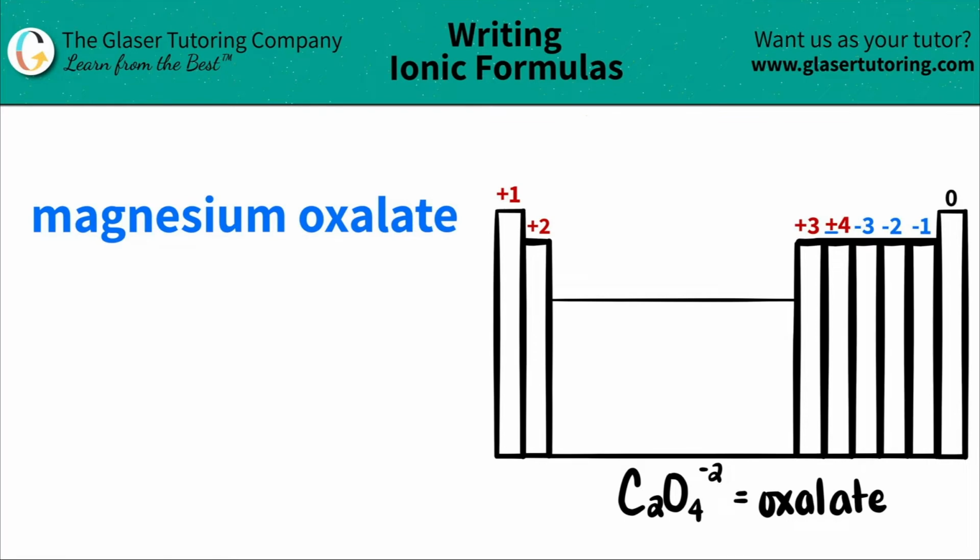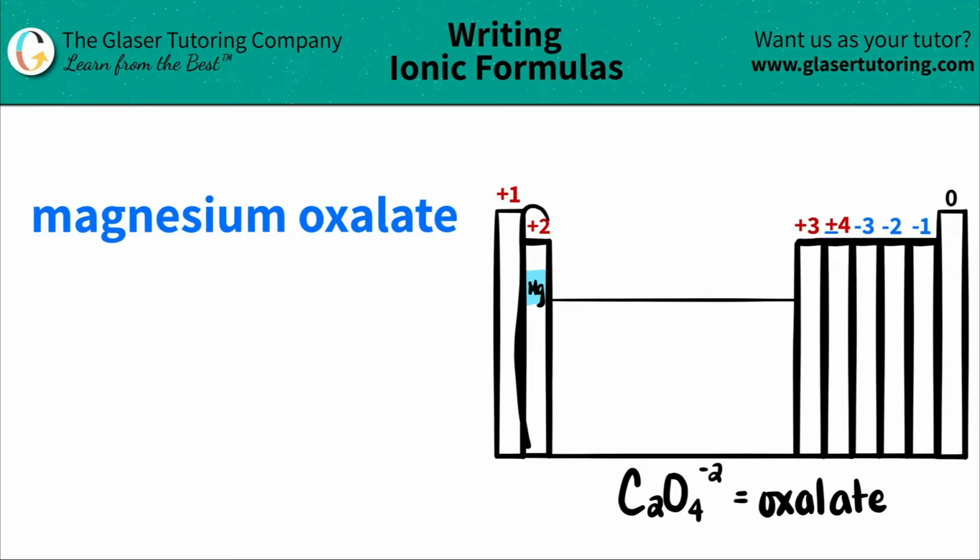Today, we are going to be writing the formula for the ionic compound magnesium oxalate. So, let's work from left to right. The first thing I see is magnesium. I'm going to scan the periodic table to see where magnesium is. And magnesium is right over here. It's represented by an Mg.